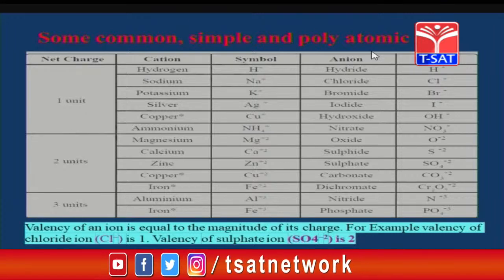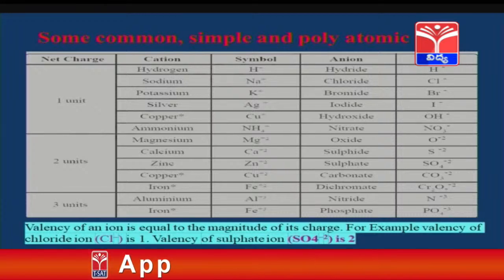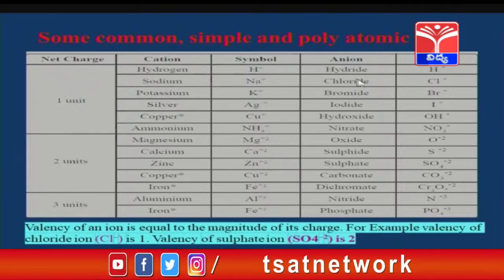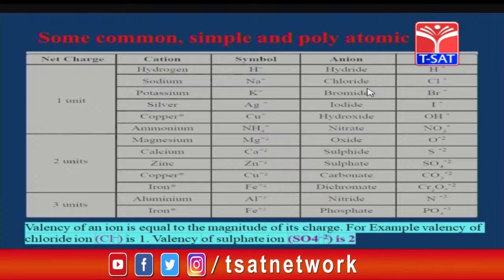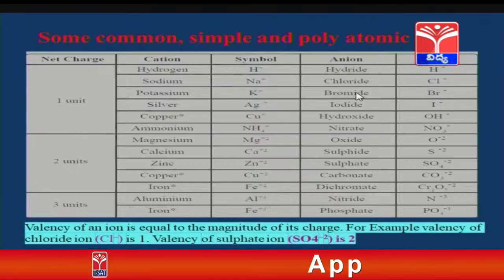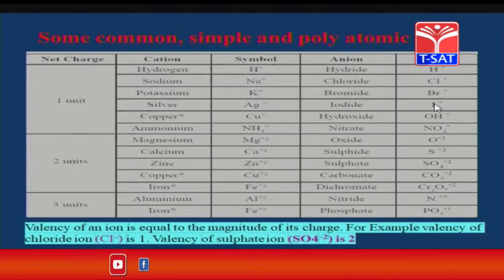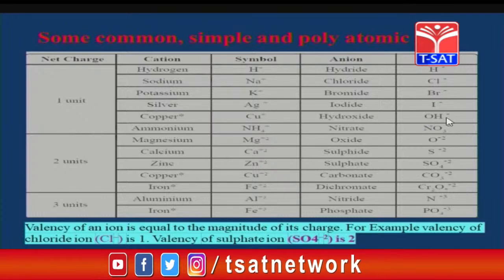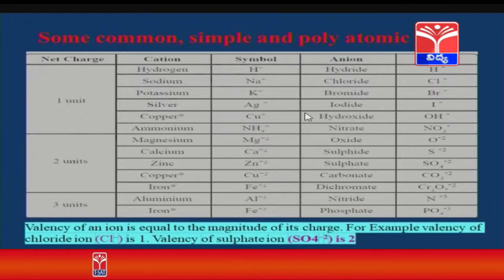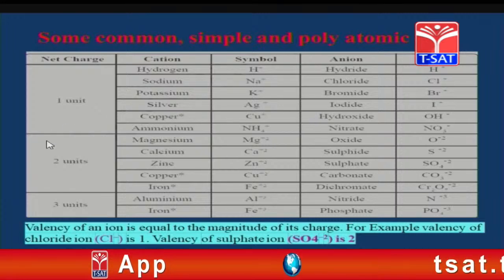In the same way, anions. In the case of anions, hydrogen accepts 1 electron and forms an anion, and that anion's name is hydride. The hydride symbol is H-. Next, chloride. Chlorine accepts 1 electron and forms the Cl- ion. Next, bromide. Bromine accepts 1 electron and forms Br-. Iodine accepts 1 electron and forms the I- ion. Hydroxide: the OH group accepts 1 electron and forms the OH- ion. So, that is about net charge 1 unit, and next, 2 units.